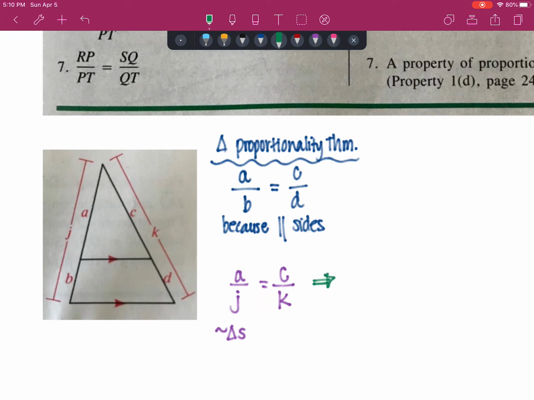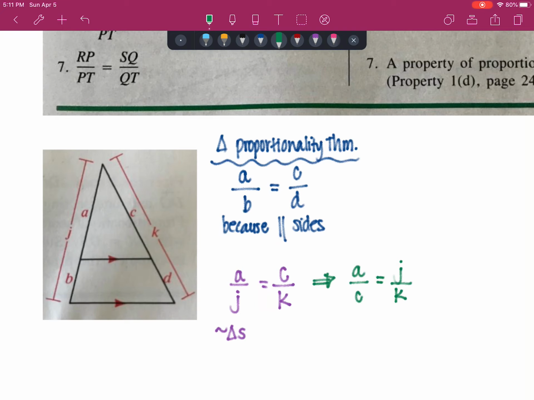What else do we know? From this one, we know that A over C is equal to, see if you can finish it. If you can't finish it, then you need to go back to page 245 where they talk about proportion properties and refresh your memory. A over C is equal to J over K. That's a true story.